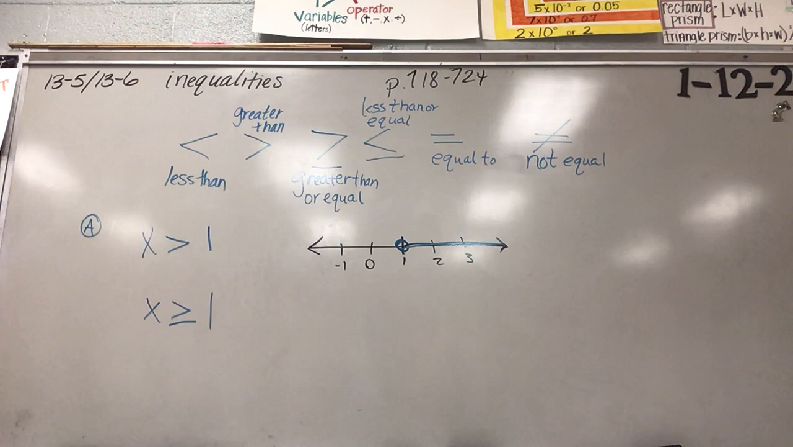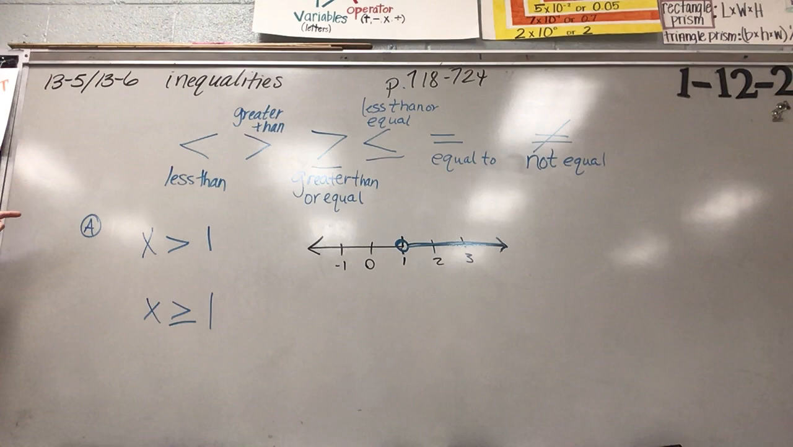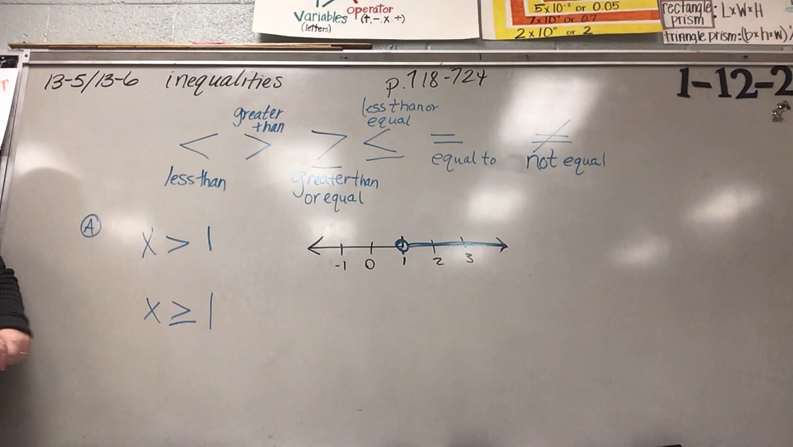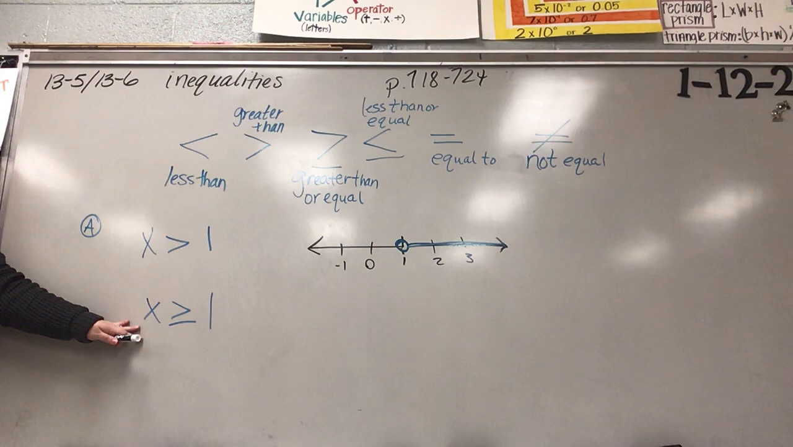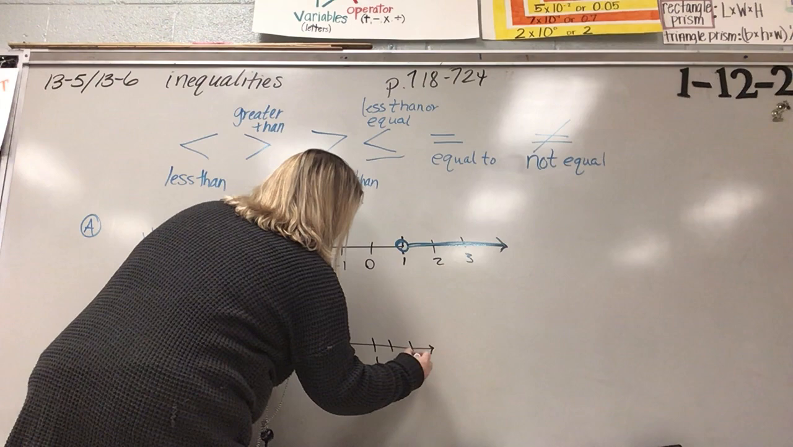I have just plotted X is greater than one, because it's got to go in the direction of greater. Okay? Now, look at this one. Oh, they're going to look the same thing when you plot them. No, they're not. Same number line will be fine.